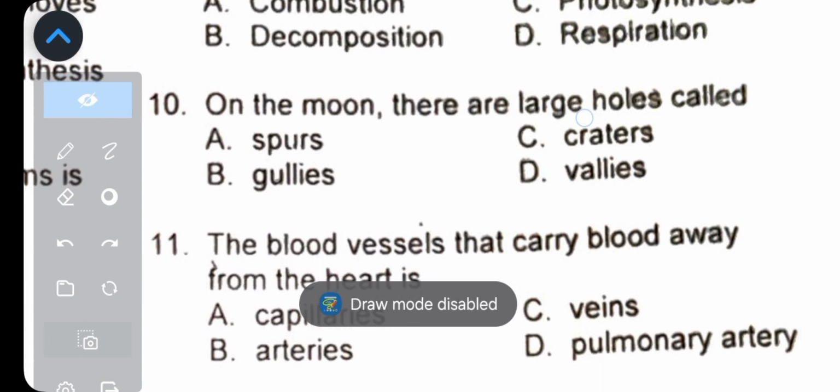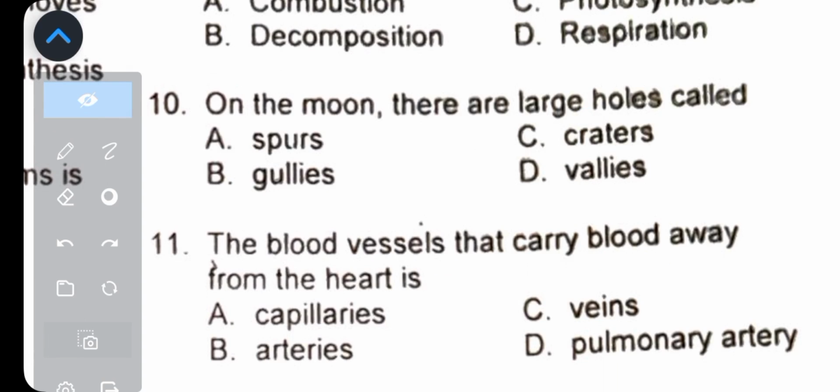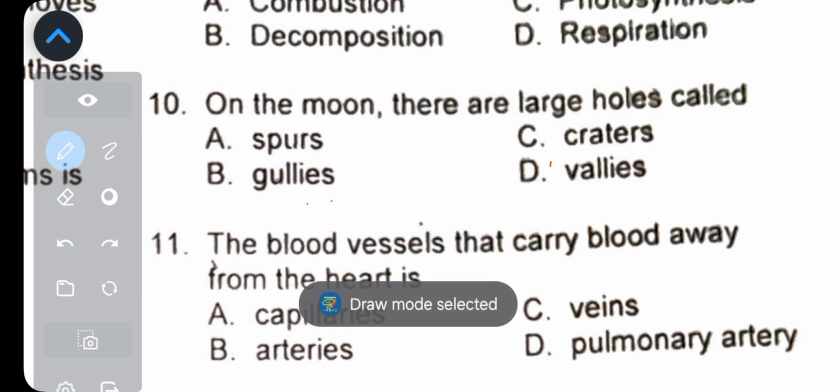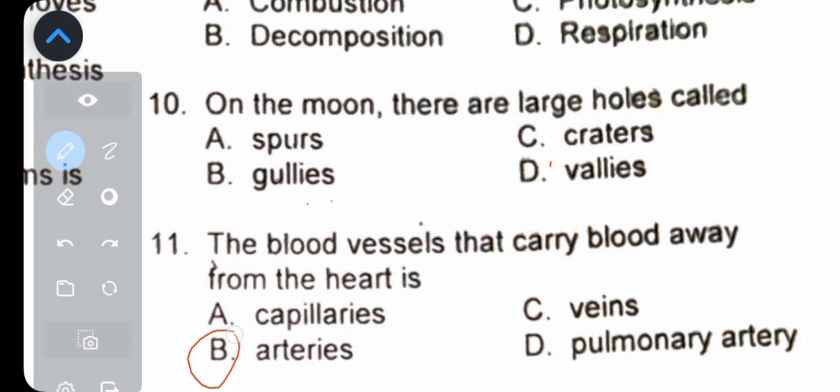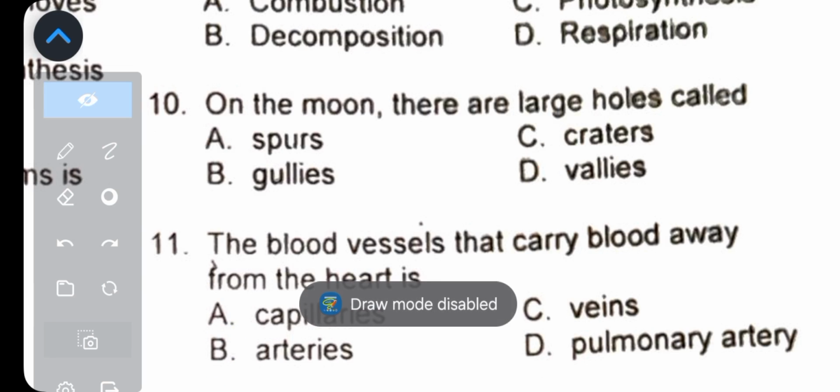Question 11. The blood vessels that carry blood away from the heart is the A, capillaries, B, arteries, C, veins, D, pulmonary artery. And the answer is B, the arteries.